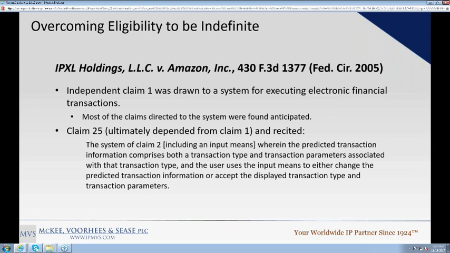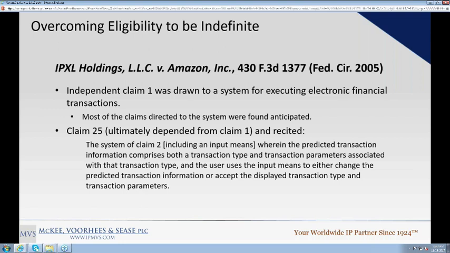So in IPXL Holdings, which is a Federal Circuit case from 2005, obviously dating before the changes in subject matter eligibility cases, you had a lot of claims in this case which were directed to the system for executing electronic financial transactions. And most of those claims directed to the system were found anticipated. One claim that was not found anticipated was Claim 25. And so the Federal Circuit looked at that claim. Ultimately, it depended back from Claim 1.